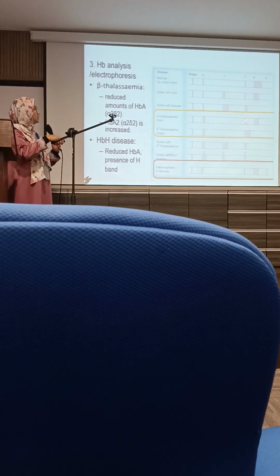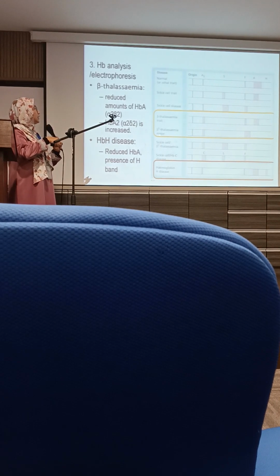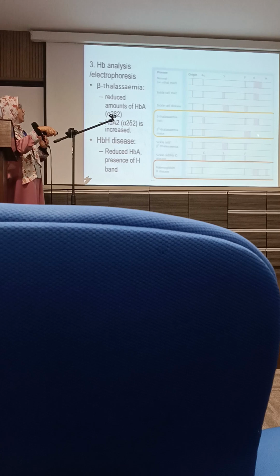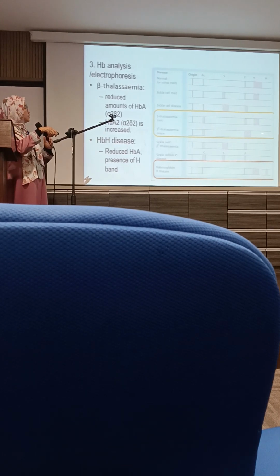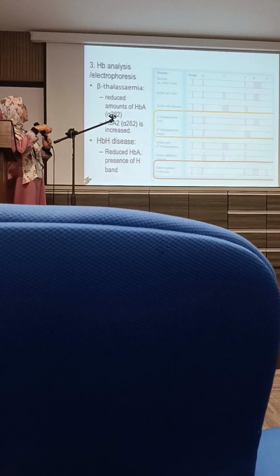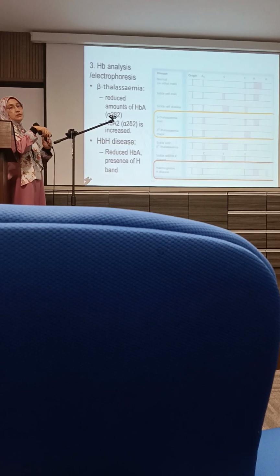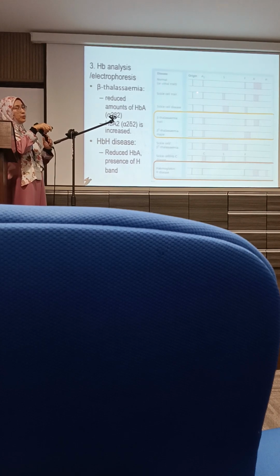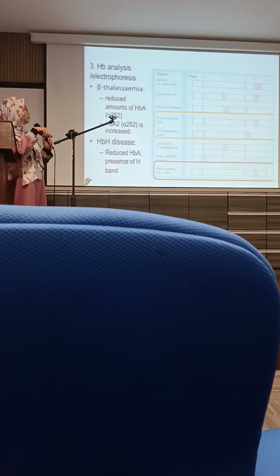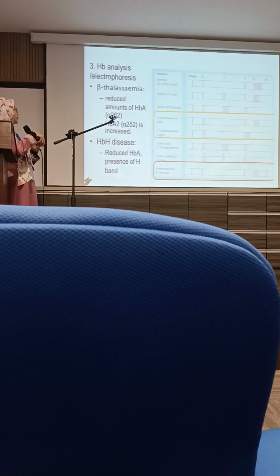Kalau you compare dengan normal, this looks thicker kan. So in trait, dia akan jadi macam ni. Tapi in major, A dia biasanya tak ada langsung or very minimal. So you akan nampak lebih banyak F dan A2. Okay. Alpha thalassemia sama je macam normal. Okay. The hemoglobin analysis sama je macam normal. Yeah. And in hemoglobin H disease, you akan nampak ada satu fast band di ujung sini, which is hemoglobin H.